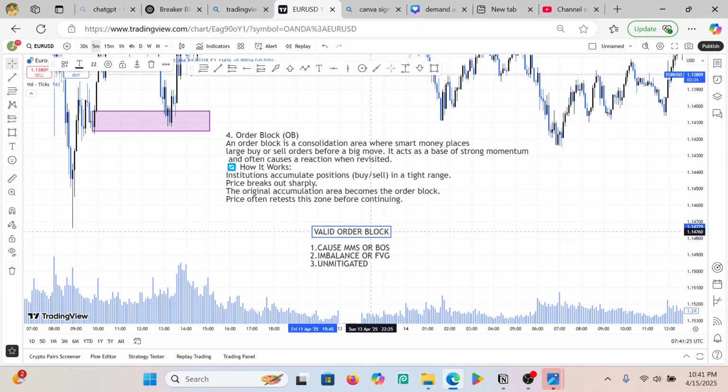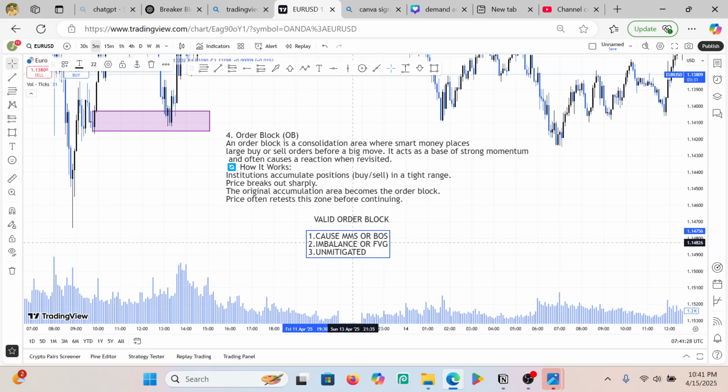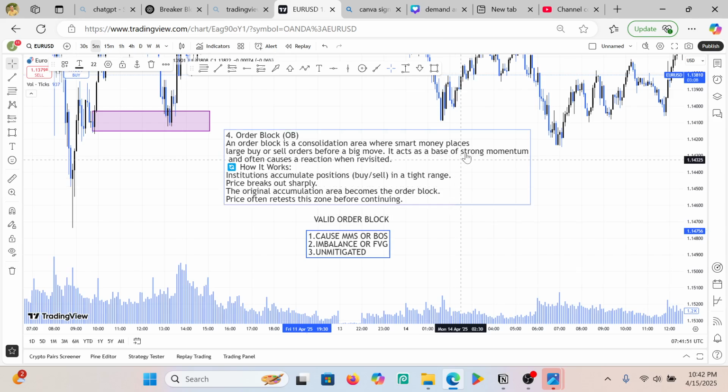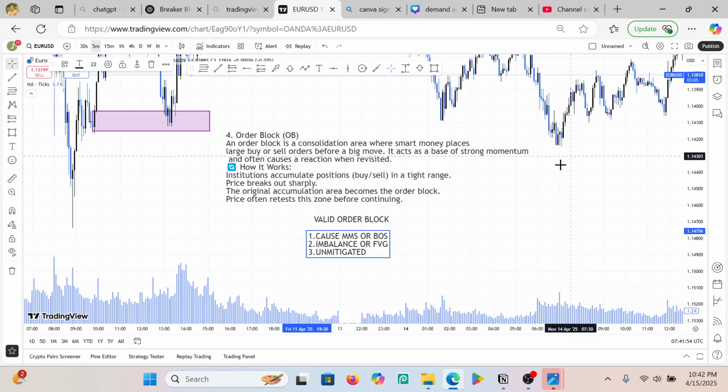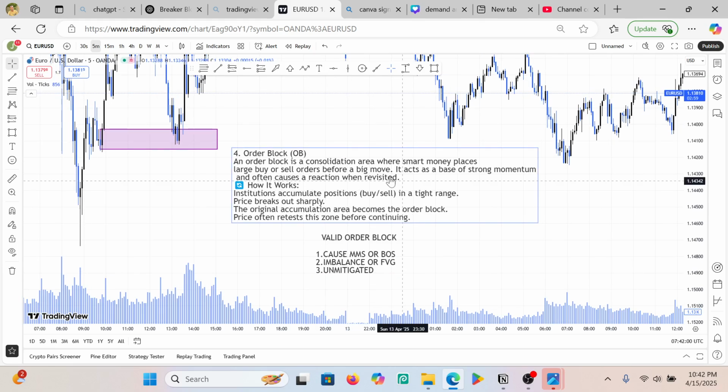So, a valid order block must cause a market structure shift, MSS, or a break of structure. There must be a break of structure or a market structure shift. A market structure shift is also known as a CHoCH, a change of character, a change of market structure. It must also have an imbalance or a fair value gap, and it must be unmitigated, meaning that area has not been tested by price. That's what we call unmitigated. So I hope you have written this down so that we can see these order blocks on the real chart.